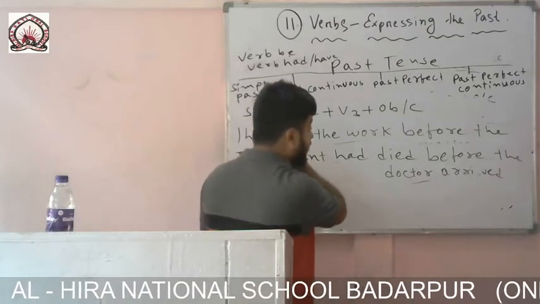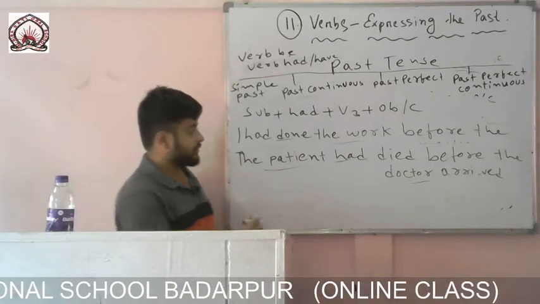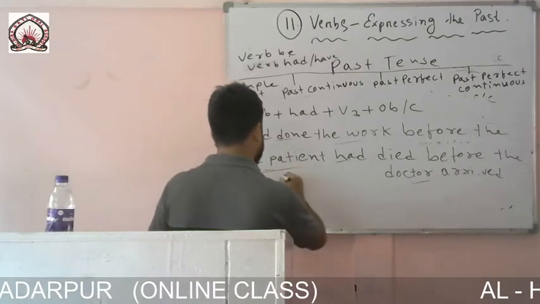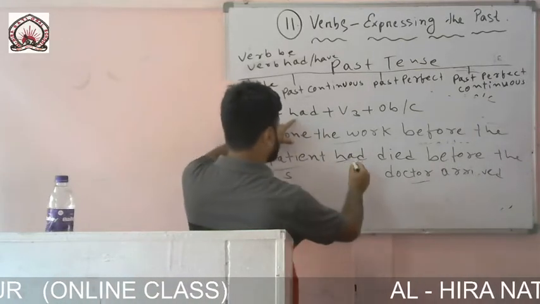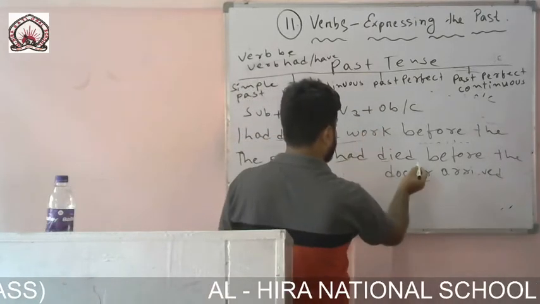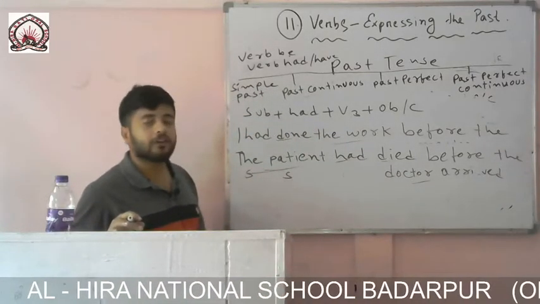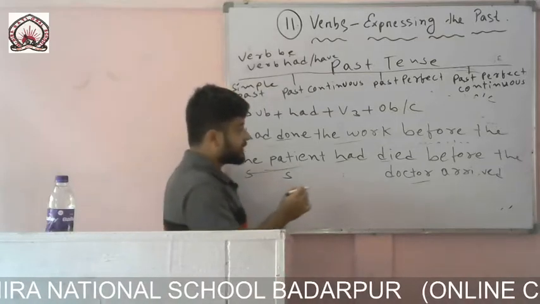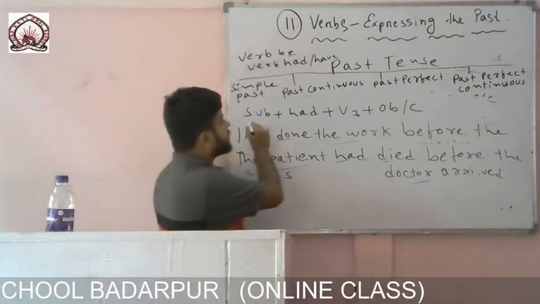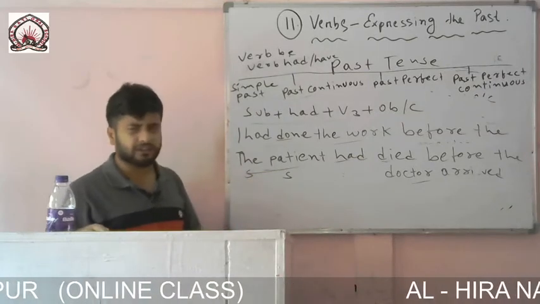The patient had died, and had, as I said earlier, is used to form tenses. So if you look at the formation of this sentence, the patient is the subject. Then had is there, which forms tenses. Had is there, then verb 3, and we know that died is the third form of the verb die. So this is actually the main part of the tense. This is actually object or complement. We can add or we cannot add. It is up to us.